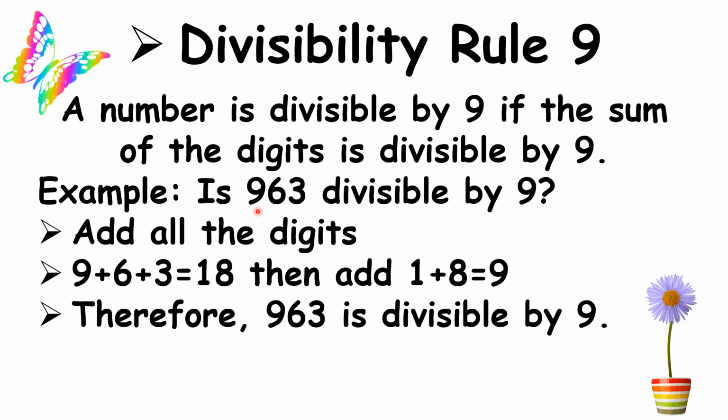Example, is 963 divisible by 9? So add all the digits. 9 plus 6 plus 3 is equal to 18. Then add 1 plus 8. It is equal to 9. And 9 is divisible by 9. Therefore, 963 is divisible by 9.